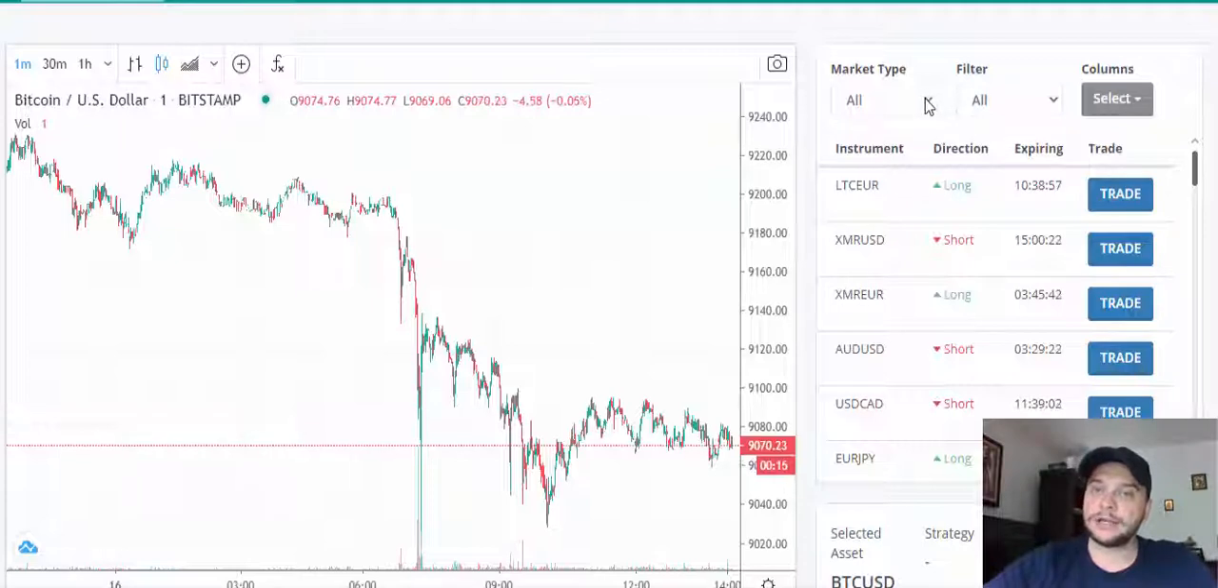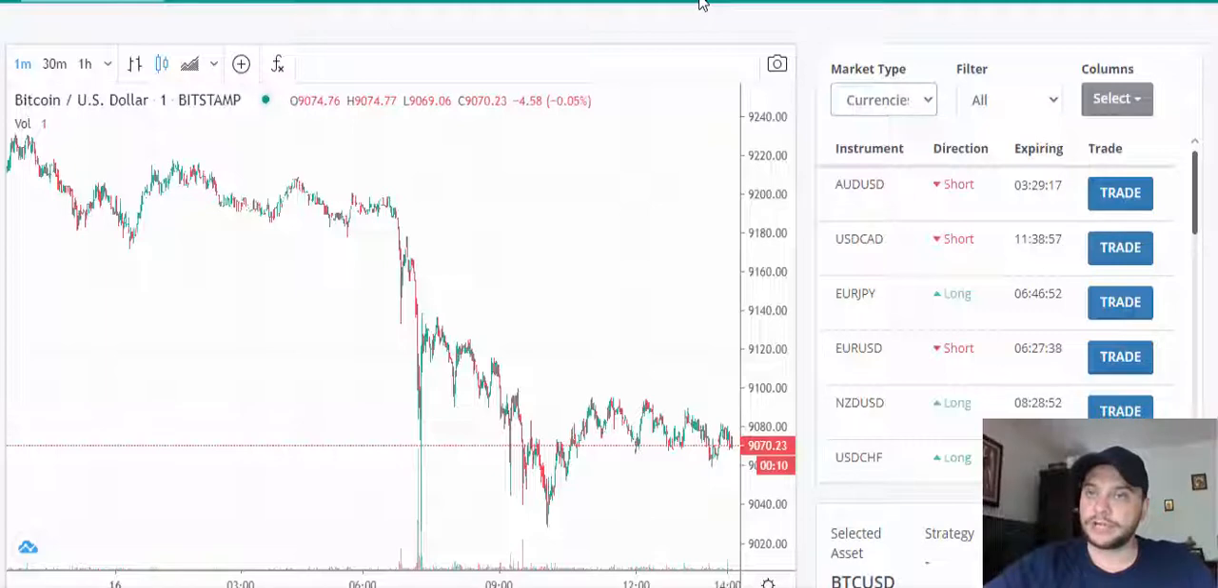Let's go here and click on currencies, because we will trade only currencies. I will trade only global currencies today. And let's have a look at what we have here.